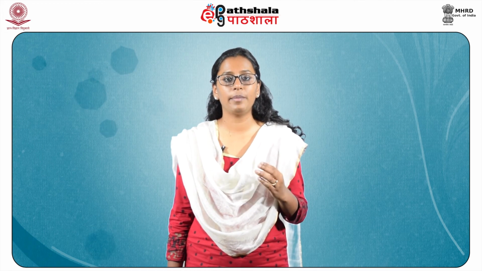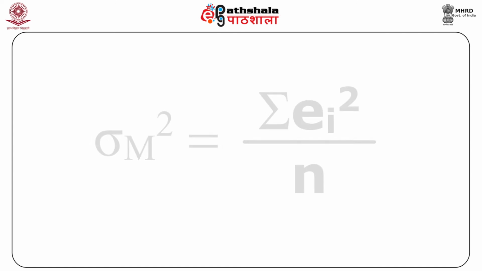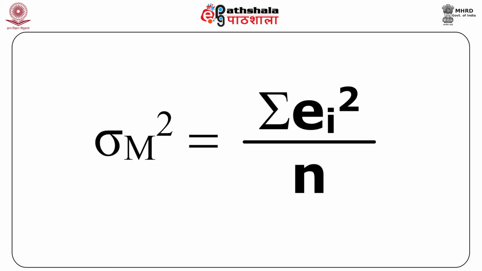Property number 4, ML estimators are obtained from the maximum likelihood method, which can be called a large sample method. It therefore has broader application and can be applied to non-linear relationships. Property number 5, the OLS and ML estimators of variance are however different. The OLS estimator of variance, sigma square naught is equal to summation ei square divided by n minus 2, is an unbiased estimator, whereas the ML estimator of variance, sigma square m is equal to summation ei square divided by n, is biased.